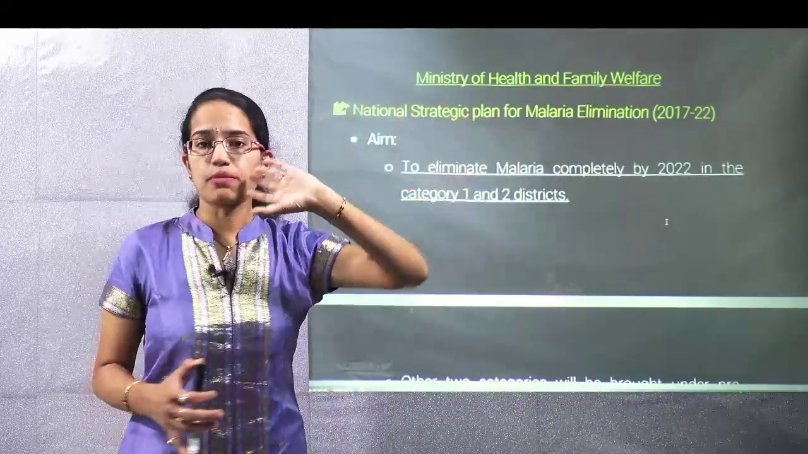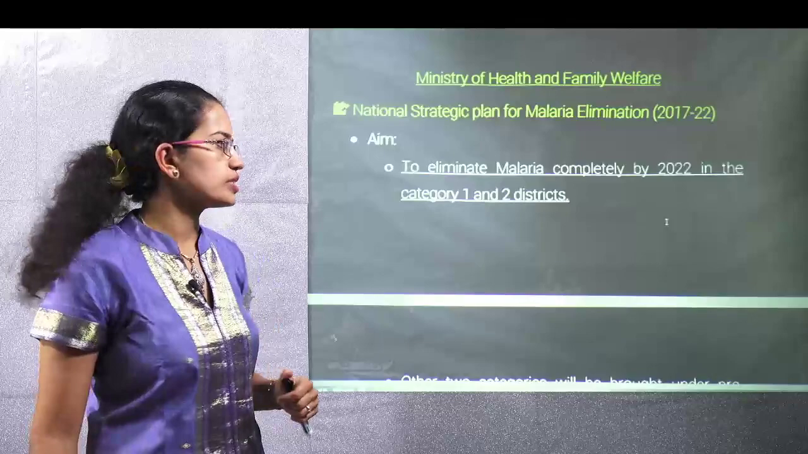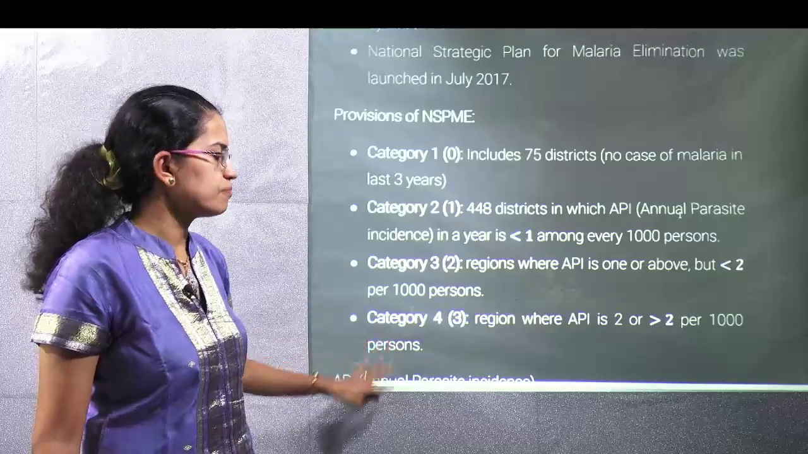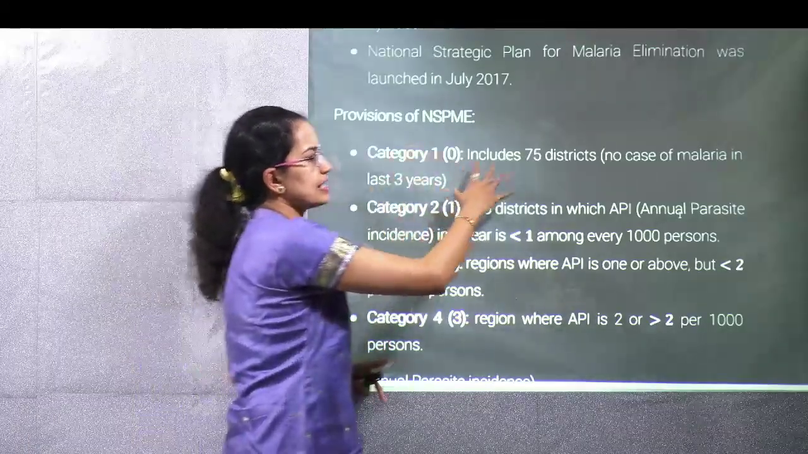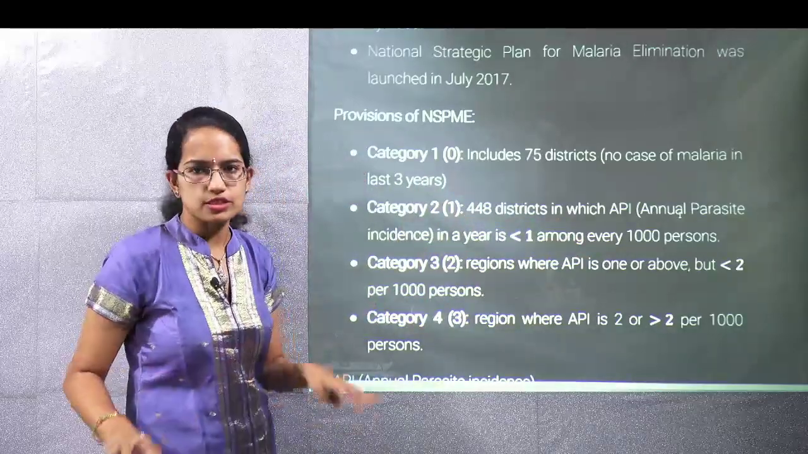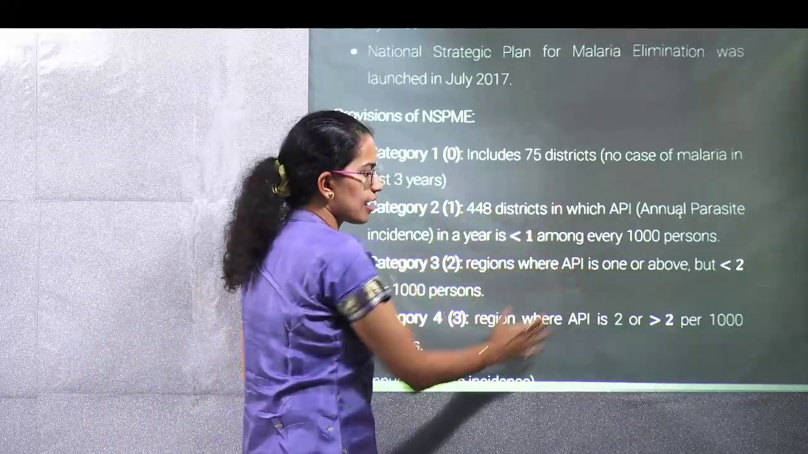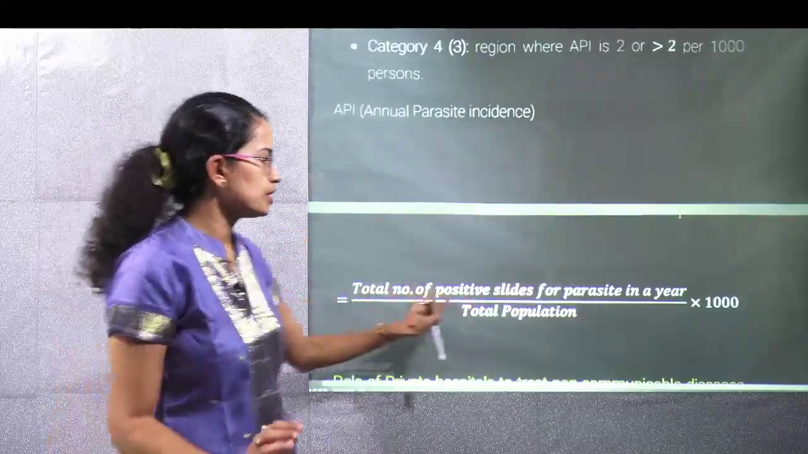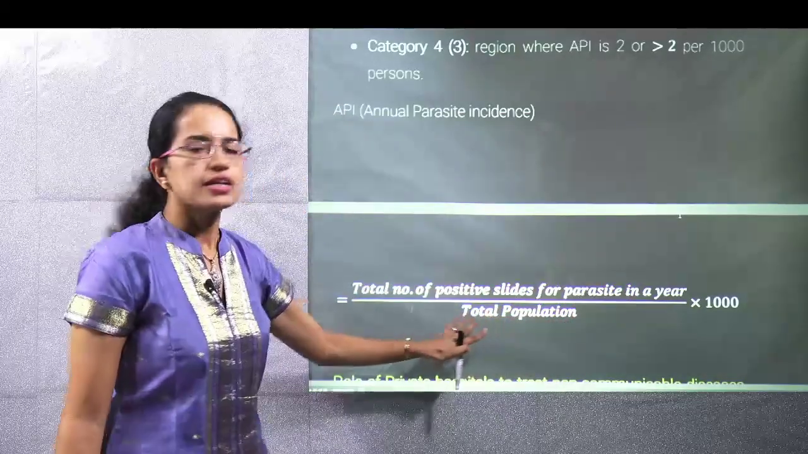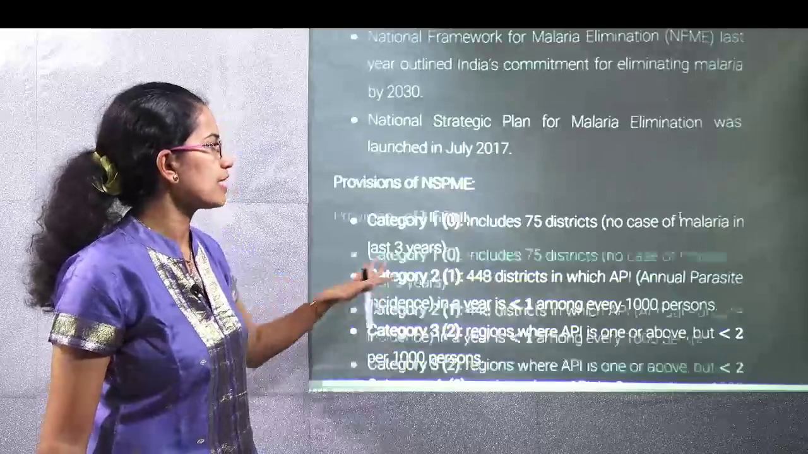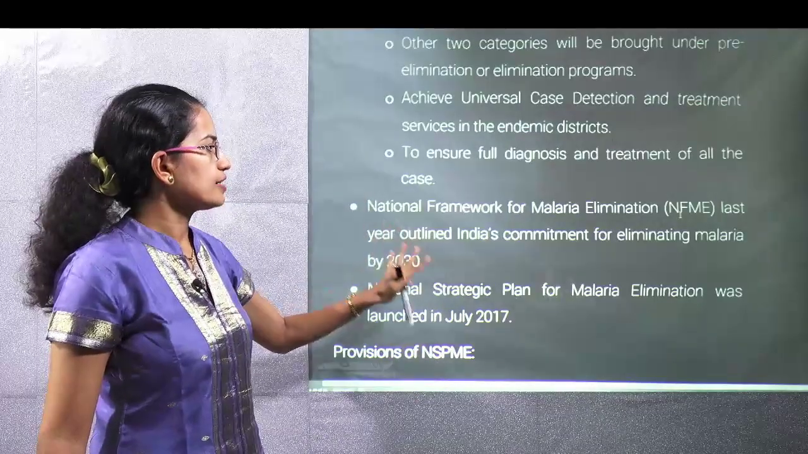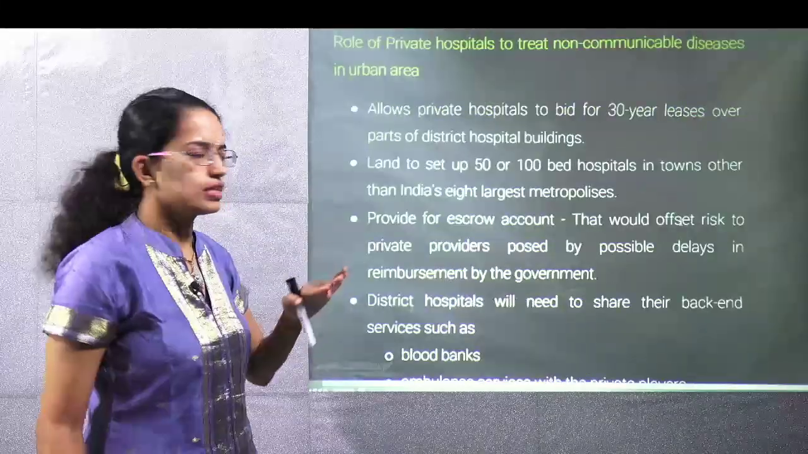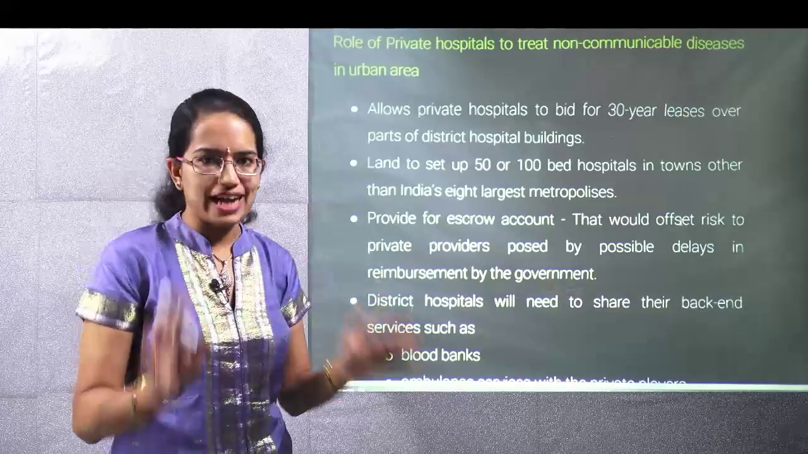Now this is important for your mains perspective, where you can have a question on vector-borne diseases and the various categories under which the regions have been divided. So you have 4 categories. Which categories are most prone and where you have seen no cases of malaria so far. So the various districts have been demarcated, and this has been based on the annual parasite incidence index. That's the total number of positive cases of parasite in a year divided by the total population into 1000. So based on that formula, you have calculated this, and you have a national framework for malaria eradication that aims to achieve a universal region without any kind of malaria.